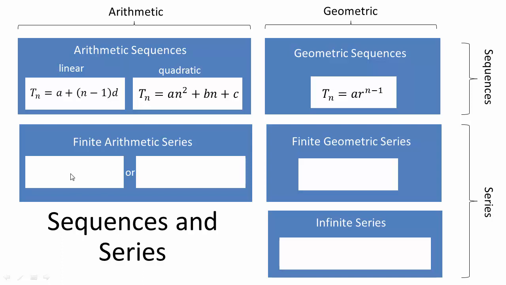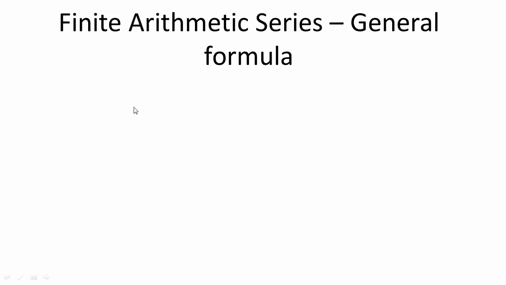Now we're doing finite arithmetic series. By the end of this video, we would have filled in these two blocks with formulas. Previously, we had done arithmetic sequences. What we remember with arithmetic sequences is we got a general formula of a plus n minus 1 times d. This is the general formula for any term in the sequence.